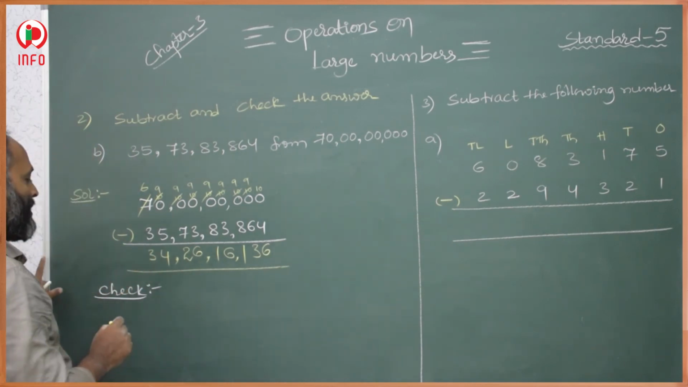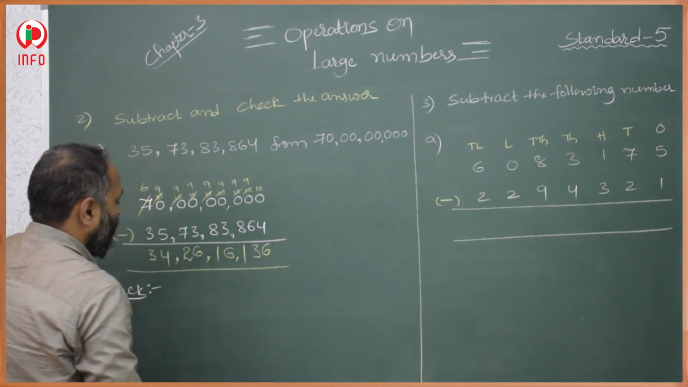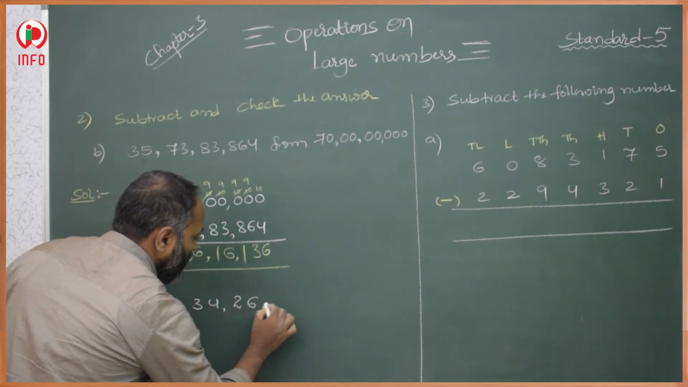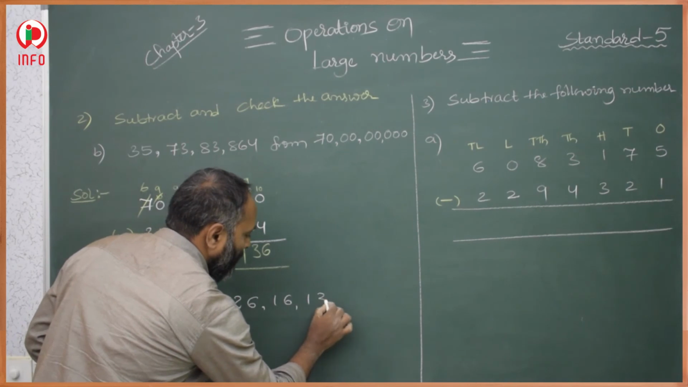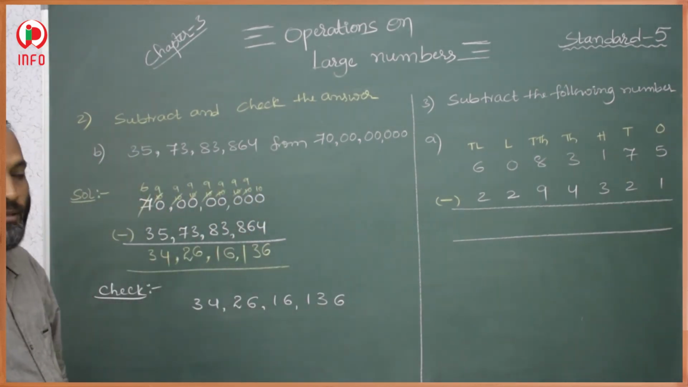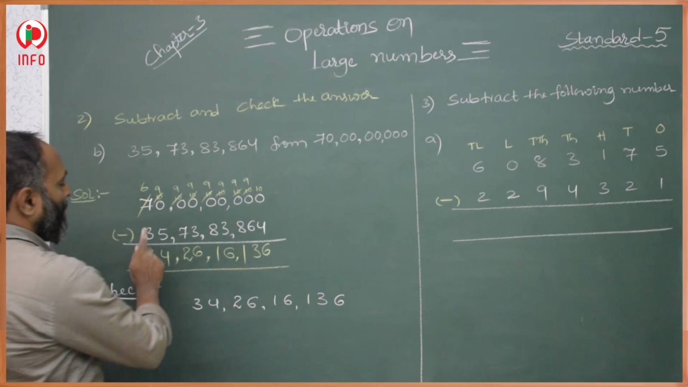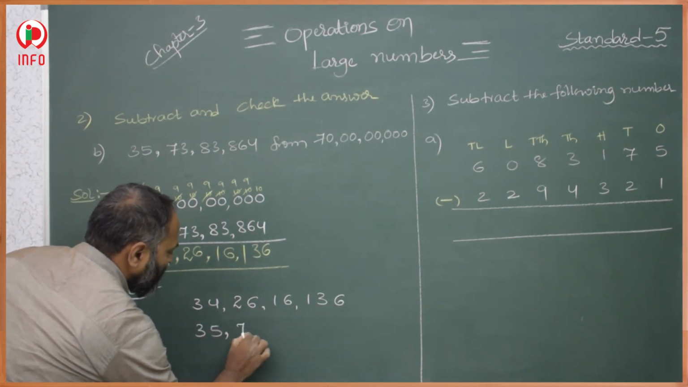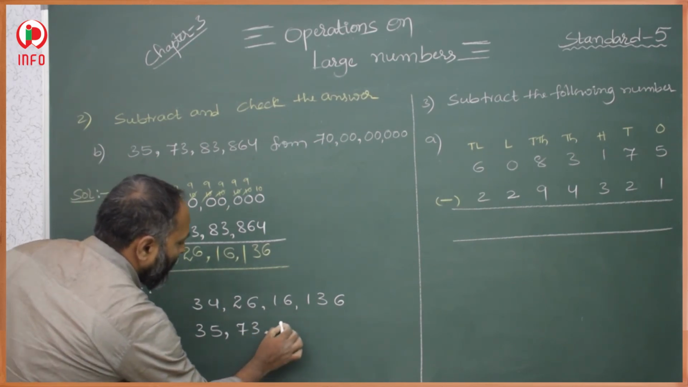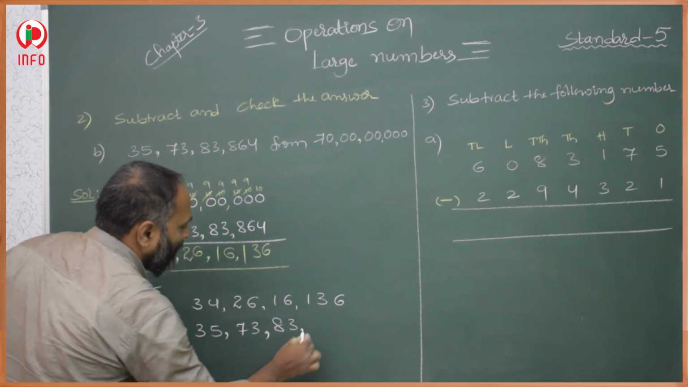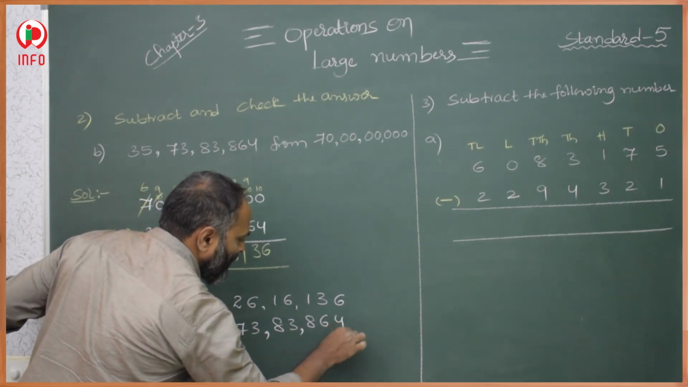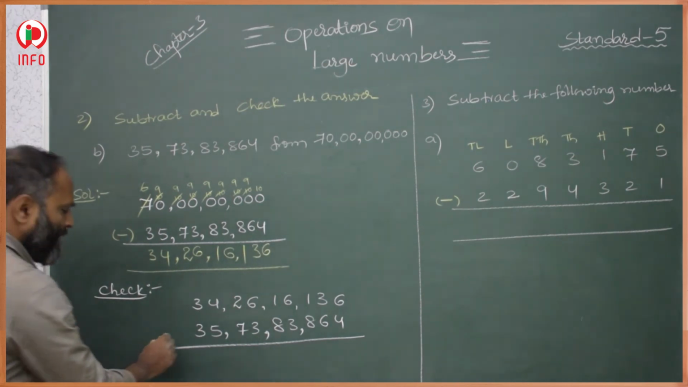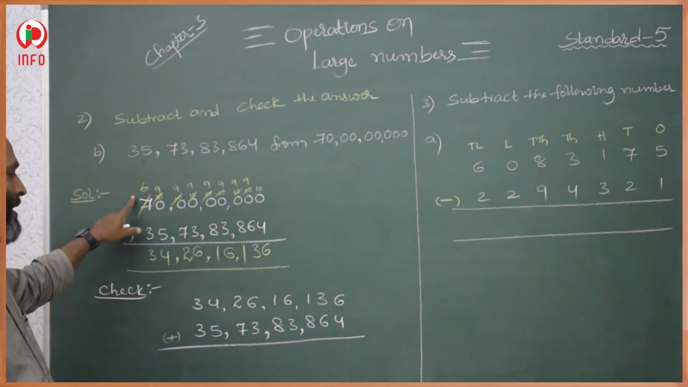First write the difference. What is the difference? 34 crore 26 lakhs 16,136. And after that the subtrahend, that is 35 crore 73 lakhs 83,864. This is your subtrahend. Now you add these two. After adding these two, we should get the minuend, that is 70 crore.